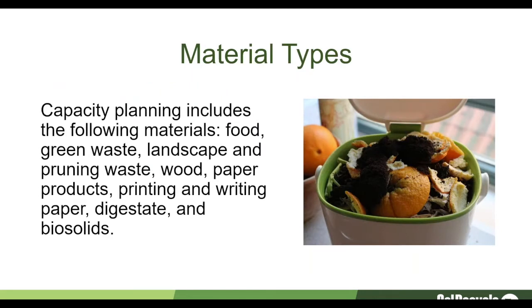For capacity planning, organic waste shall only include the following types of materials: food, green waste, landscape and pruning waste, wood, paper products, printing and writing paper, digestate, and biosolids. When jurisdictions are engaged in organic waste recycling capacity planning outlined in this section, the focus is on these particular organic waste types rather than the larger group of materials that comprise organic waste.